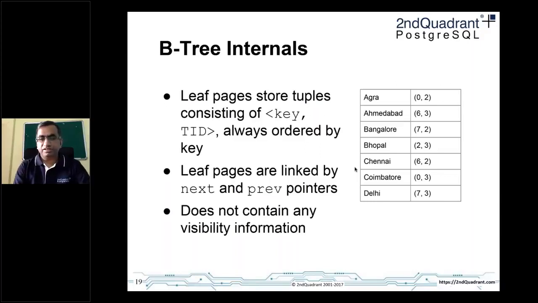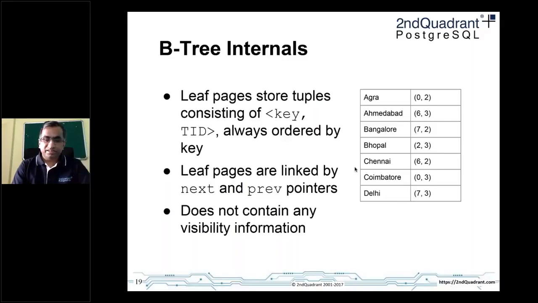So you have this information in the leaf. For example, the city Bhopal, the index says, appears in tuple 2 comma 3, which is block number 2, offset 3, whereas Delhi is in block number 7, offset 3. And these leaf pages are linked by previous and next pointers, so that you can go from one leaf to another quickly. You would also see that all the tuples in a page are sorted by the column on which the index is built.